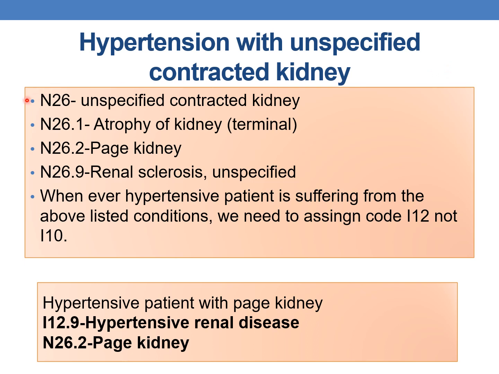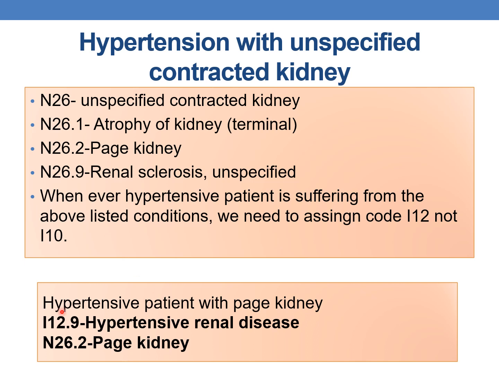Now we'll see the codes under N26. Previously we discussed that conditions classified under N18 and N26 are included under I12. N26 indicates unspecified contracted kidney. N26.1 indicates atrophy of kidney, terminal. N26.2 indicates Page kidney. N26.9 indicates renal sclerosis, unspecified. So whenever a hypertensive patient is suffering from the above listed conditions, it can be atrophy of kidney terminal stage, Page kidney or renal sclerosis, we need to assign code I12, not I10.